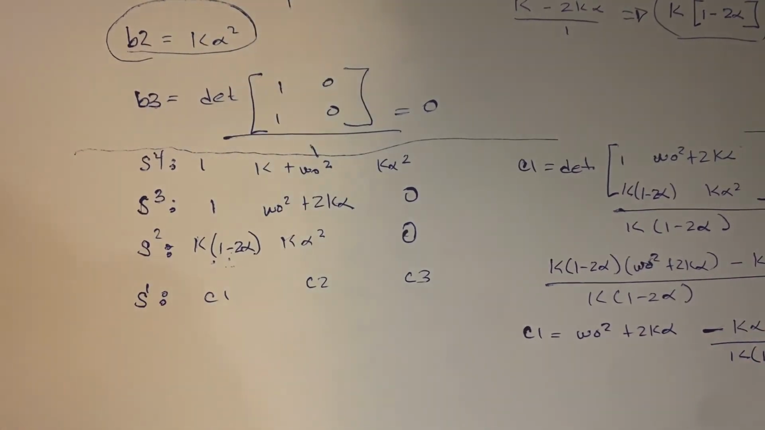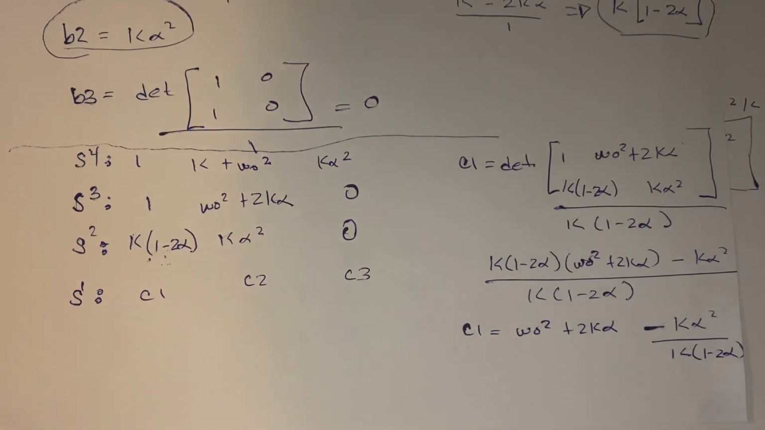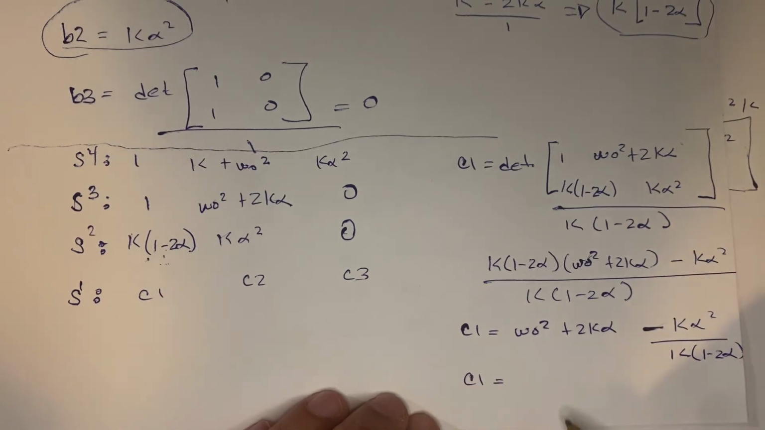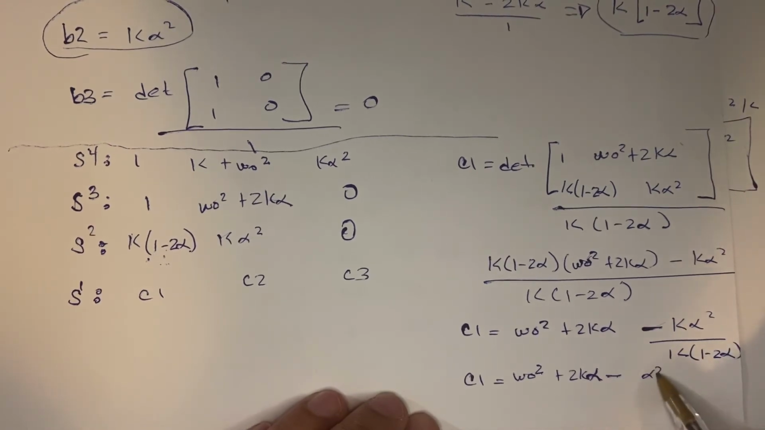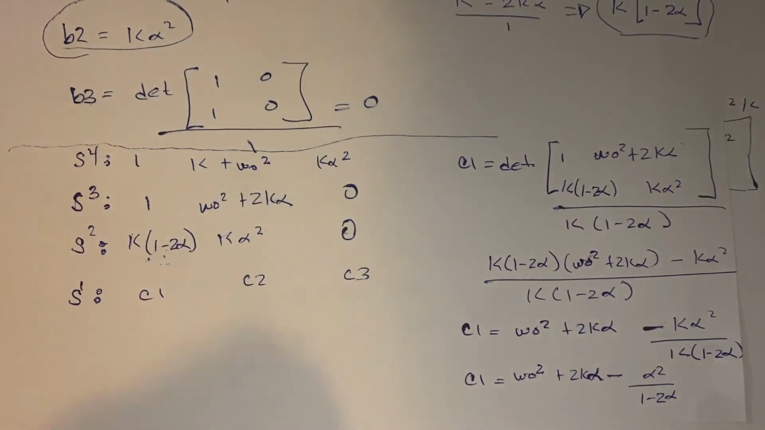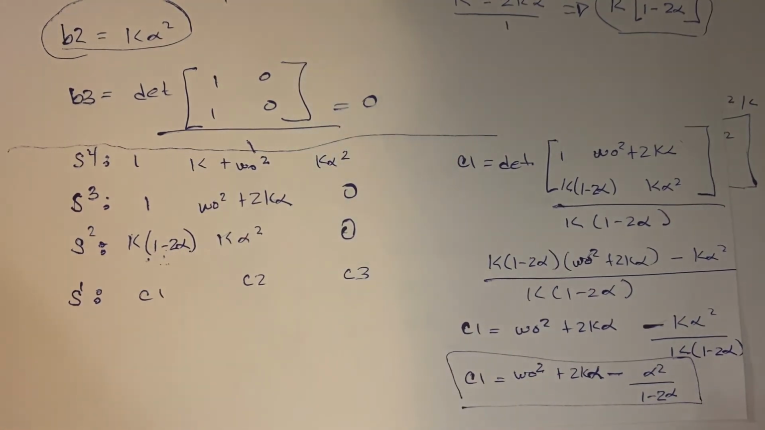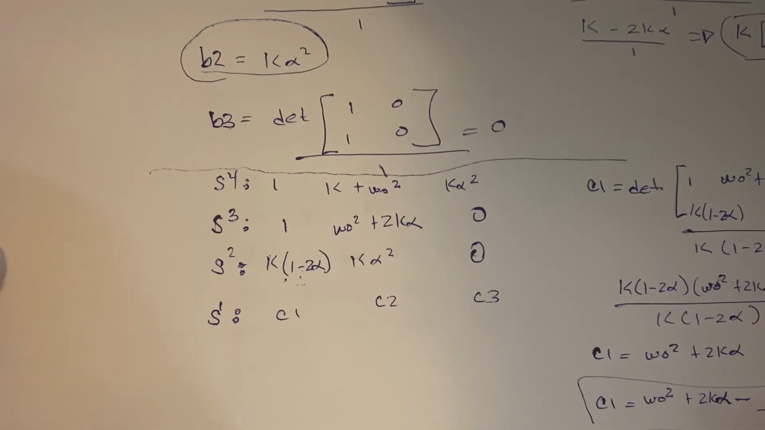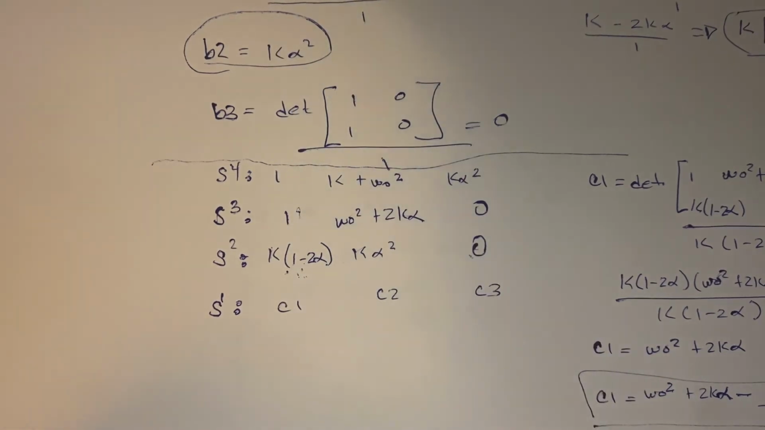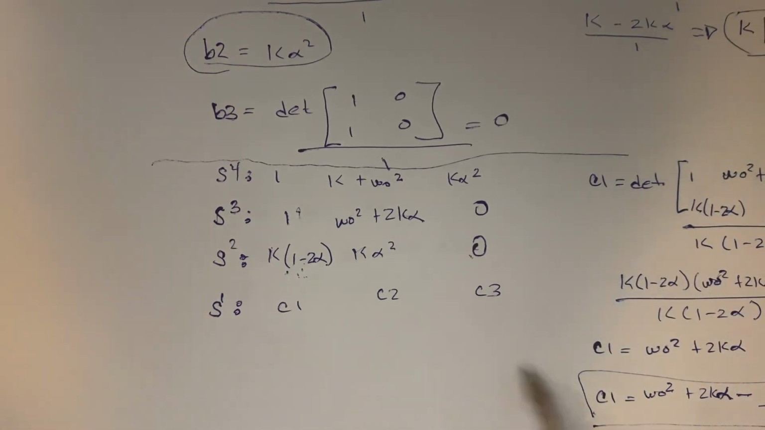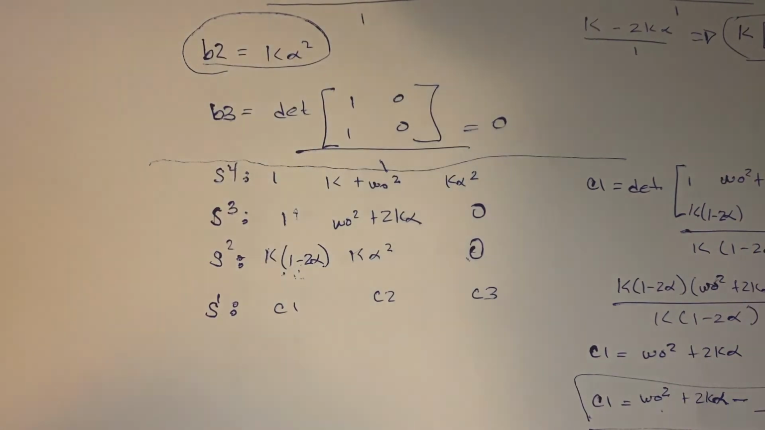So with these, we're going to get a simpler result for C1, which is basically C1 equals w0 squared plus 2K alpha minus alpha squared over 1 minus 2 alpha. And that's the value of C1. Now, please notice here, C2 will have to be the determinant of these and these, therefore it's going to be 0, and the same for C3 is going to be 0. So we are going to have C1 with this value, and C2 and C3 are going to be 0.